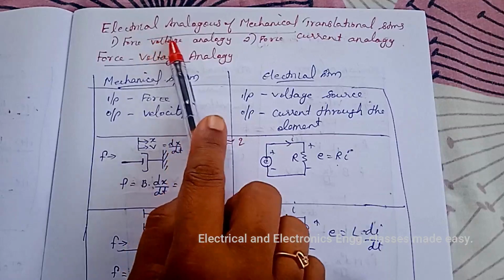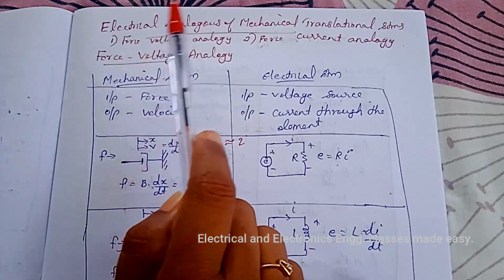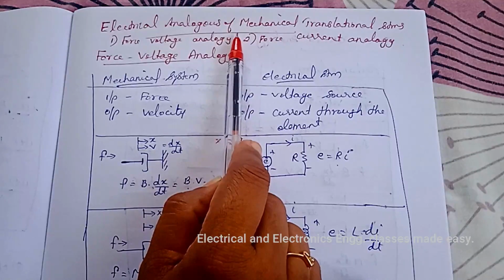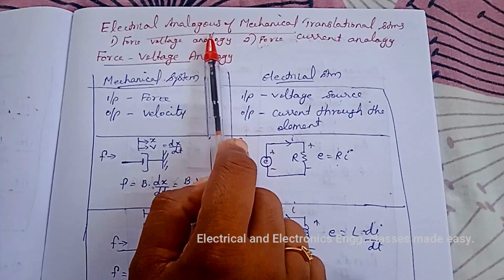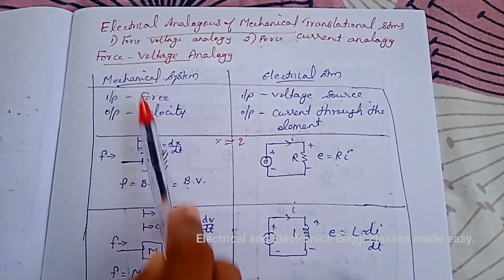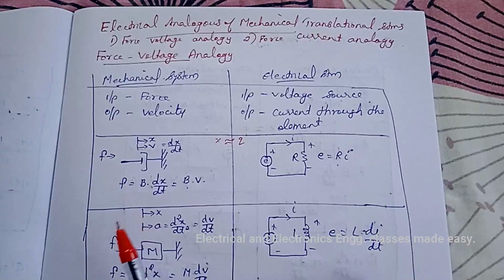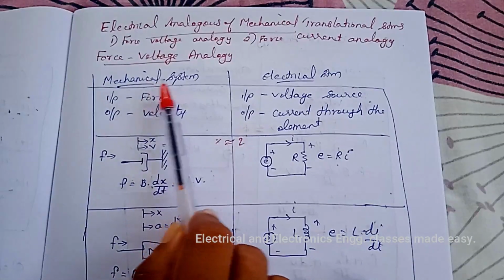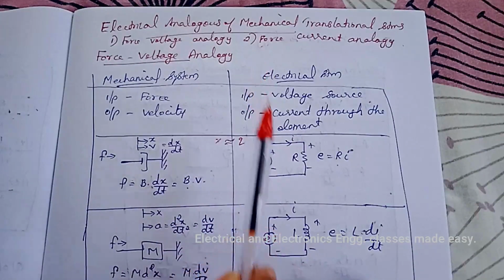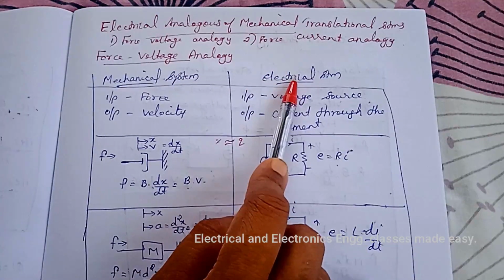Today's class is about electrical analogues of mechanical translational systems. The electrical analog of any other kind of system is of great importance since it is easier to construct electrical models and analyze them. The three basic elements mass, dashpot and spring, which are used in modeling mechanical translational systems, are analogous to resistance, inductance and capacitance of electrical system.